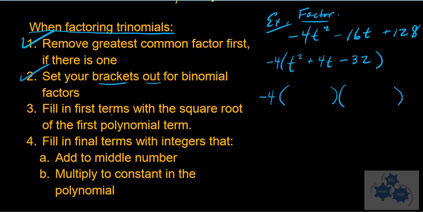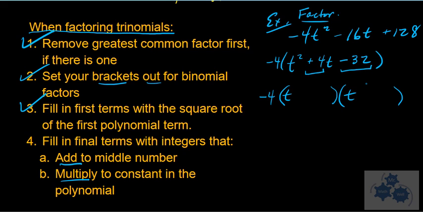Fill in the first terms with the square root of the first polynomial term. Okay, so this is t squared. So we have to have t here and t here. And step number 3 is done. Now step number 4, we need to find integers that add to the middle number and multiply to the constant term. So the middle number is 4, and the constant term is negative 32.